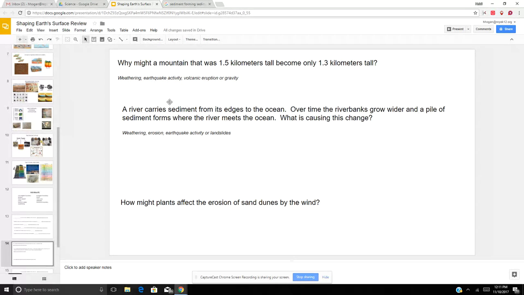Is sediment carried through weathering? Is sediment carried through erosion? Is sediment carried through earthquake activity, or is sediment carried through landslides?